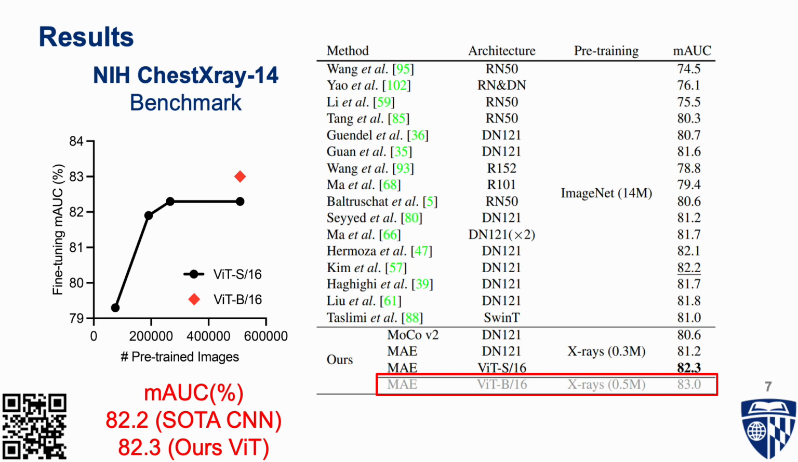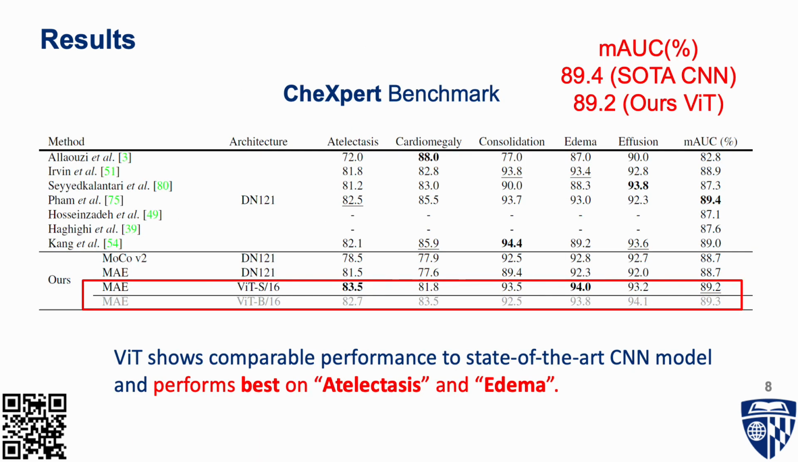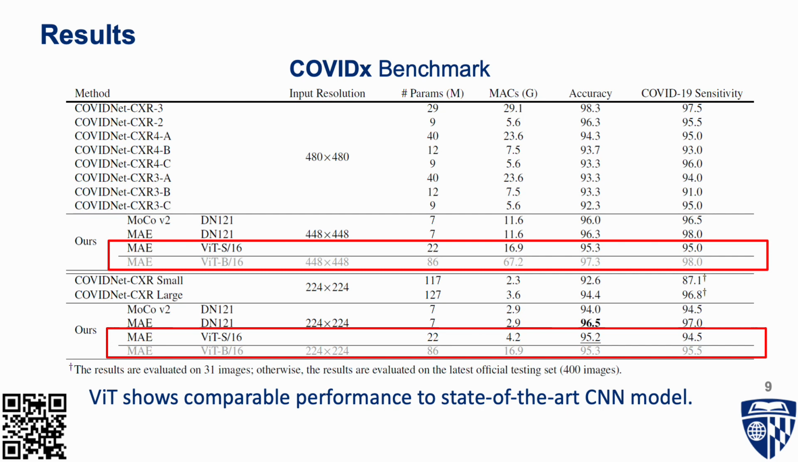We evaluate our models on three public datasets. This slide shows the results on the classic NIH ChestX-ray dataset. With MAE, the ViT small model achieves comparable performance to the SOTA CNN model and shows great scalability on the scale of pre-training data and the model size. For the results on CheXpert, our model also achieves SOTA performance and performs best on the atelectasis and edema diseases. For the COVID-X benchmark, our performance is also competitive to state-of-the-art CNN models.